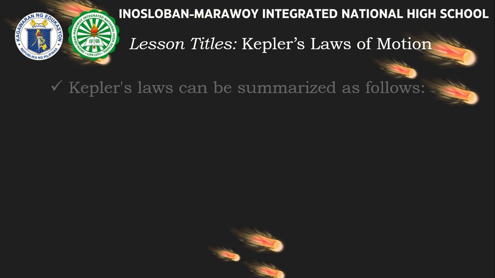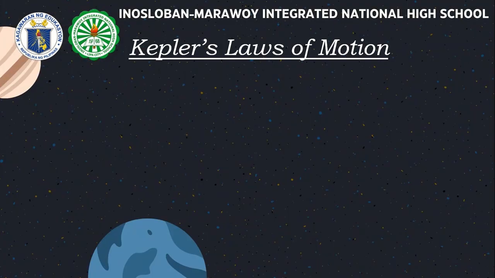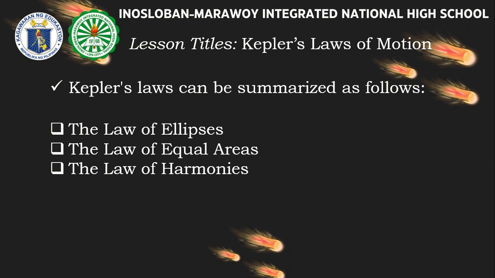Okay, next, Kepler's laws of motion. So, here we are, the last part. So, the law of ellipses, the law of equal areas, and the law of harmonies. We're going quite fast. What time is it now?